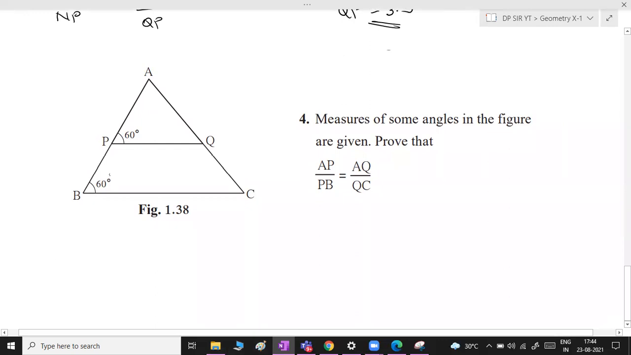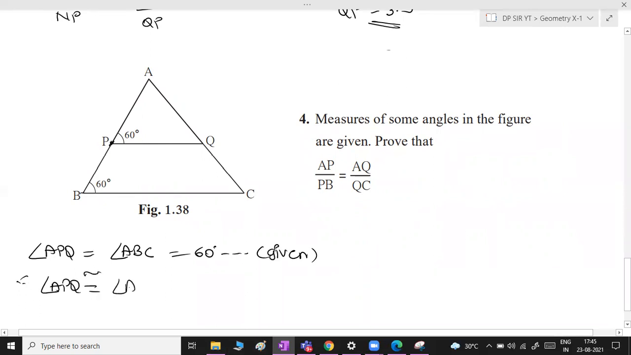See here, P is given to me 60 degree. Can you see this? And B is given to 60 degree. So how this question is to be started? This question is basically you can start to prove में तो AP upon PB. So you start with the given part, that is angle APQ is equal to angle ABC. Since both are 60 degree, but it was also given in the figure, so you can always write given. Now angle APQ is congruent to angle ABC.